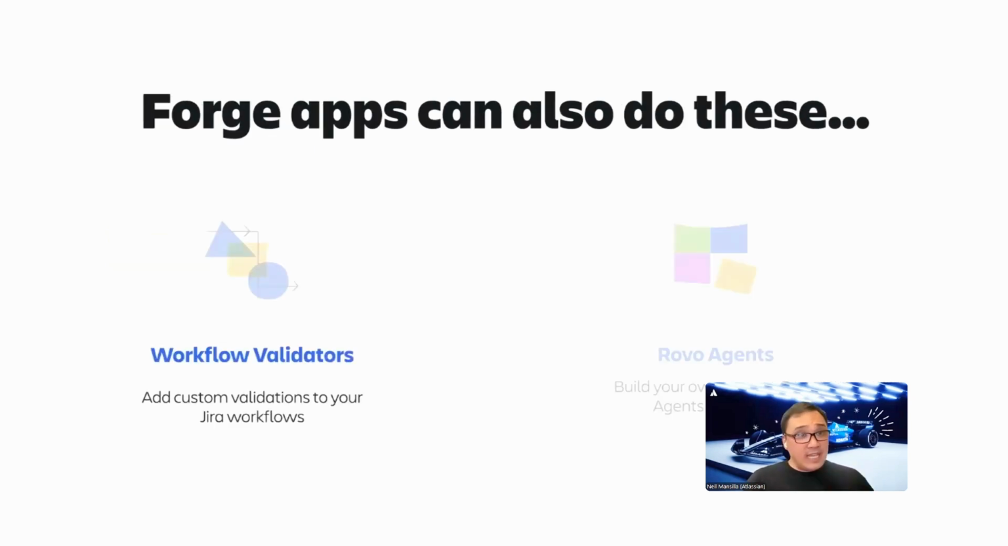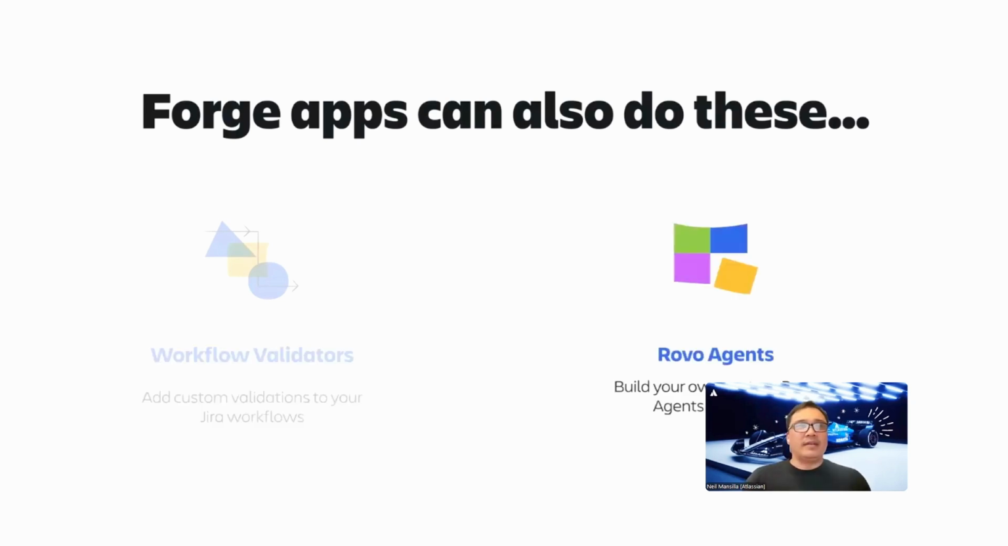And if you're an admin, you know a lot about workflows. With Forge, you can build workflow validators, custom validations, custom post functions and conditions. Very powerful, sometimes understated, but when it comes to demos around workflow validator functionality of Forge, usually admins are over the moon and are thinking about all the cool things that they can build. And you can also build Rovo agents.